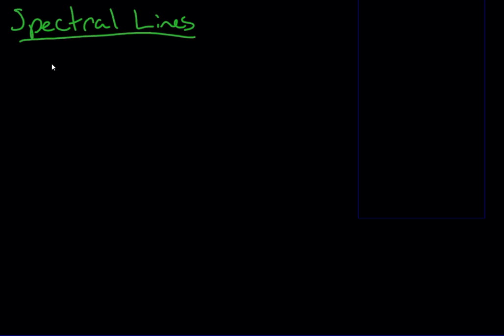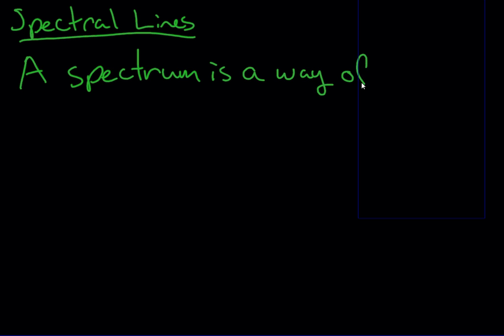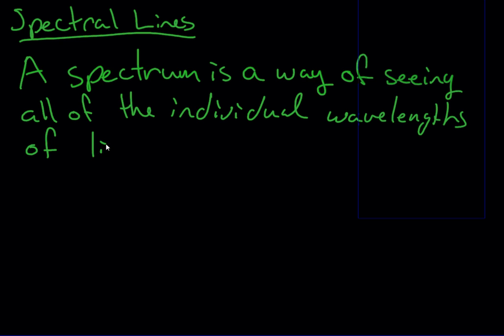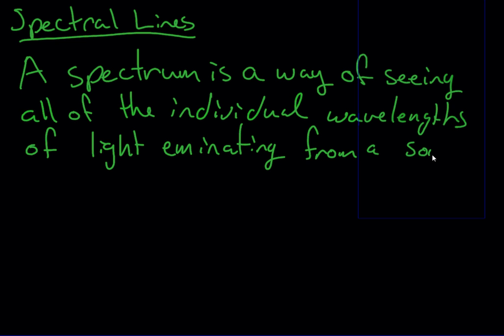Okay, so spectral lines. So what is a spectrum? Spectrum is, I guess, a way of seeing all of the individual wavelengths of light emanating, how have I spelt that right? Emanating from a source.